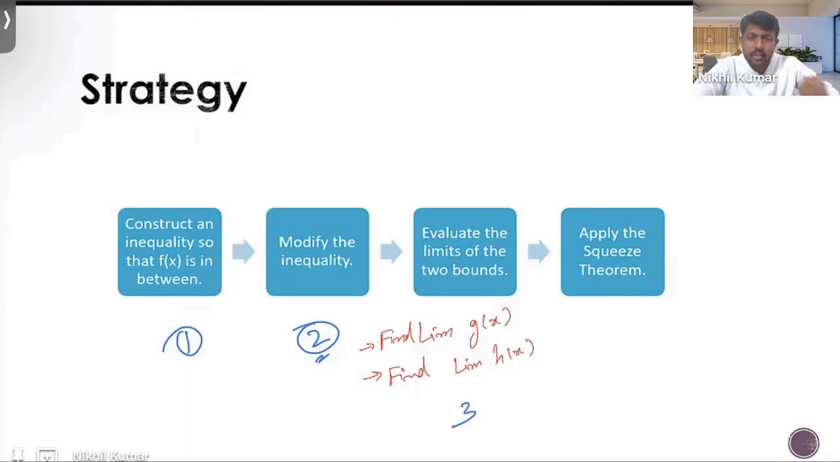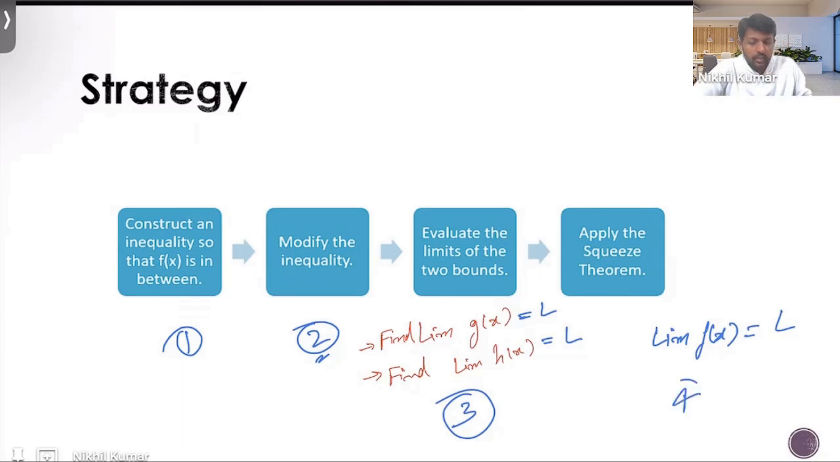Once we've completed the third step, the final step is just apply the statement of the squeeze theorem, which is, if we know that the limit of g of x is L and we know that limit of h of x is also the same number, the same quantity, you just apply the squeeze theorem and claim that limit of f of x is also going to be the same. Okay, and we are done with finding the limit, and we're done with the fourth technique, which is application of squeeze theorem or the sandwich theorem.